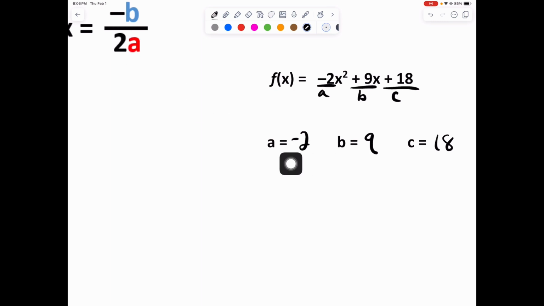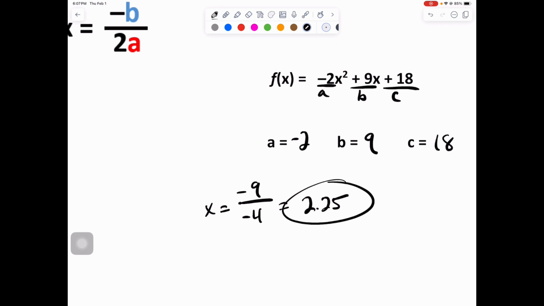Well, our B is 9, so it's just going to be x equals -9 over 2 times our A value. Well, 2 times -2 is simply -4, and that will equal 2.25. All right. Didn't mean for that. Meant for the highlighter in orange. Let's go ahead and fill that in.